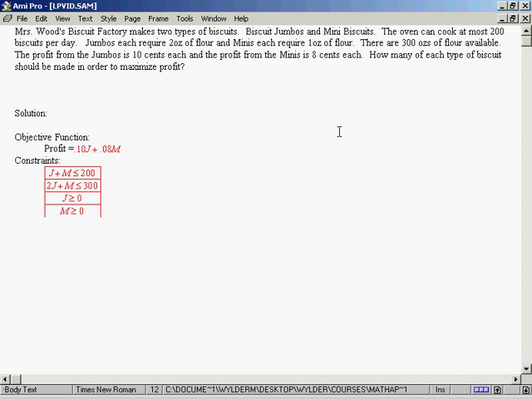We're going to solve this two-variable linear programming problem using the solver function in Excel. Take note of the objective function and the constraints given, as they will be the ones used to solve this problem in Excel.